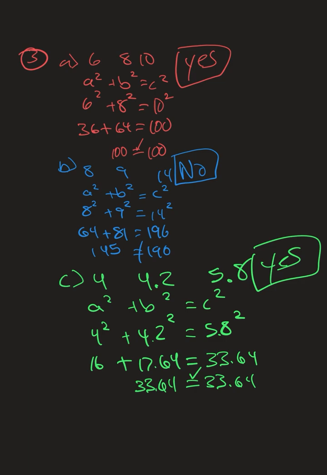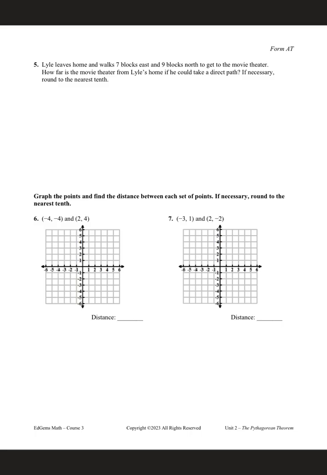Okay, let's go ahead and look at number 5. On these types of problems concerning Pythagorean's theorem, I always like to draw pictures. This is one time where you get to doodle on your paper and not get in trouble for it, right? So number 5, it says Lyle leaves his home. There's his home. And he walks 7 blocks east, and 9 blocks north, to the movie theater.